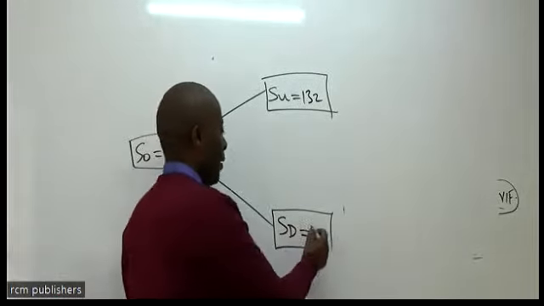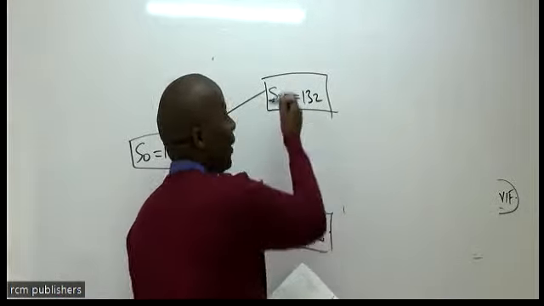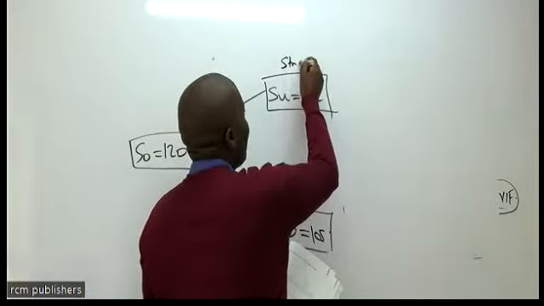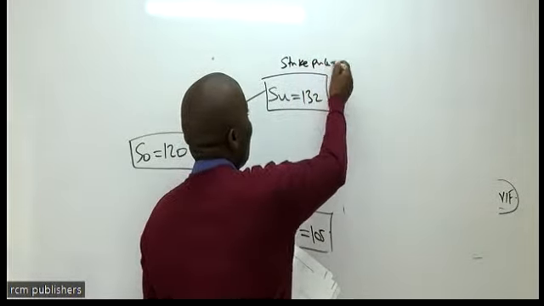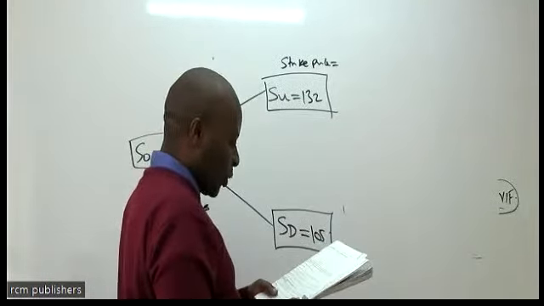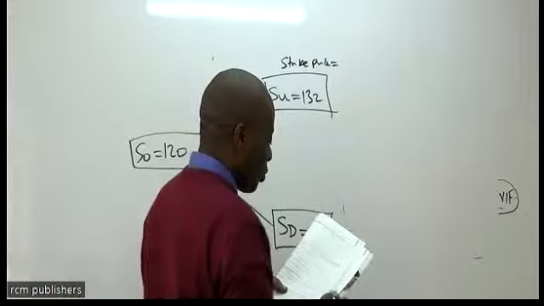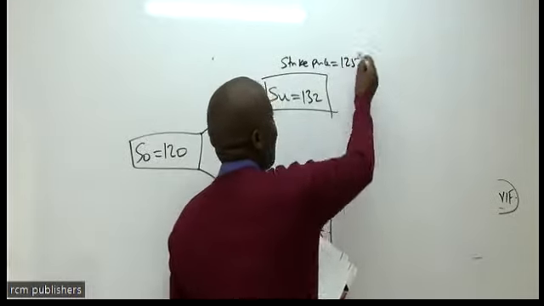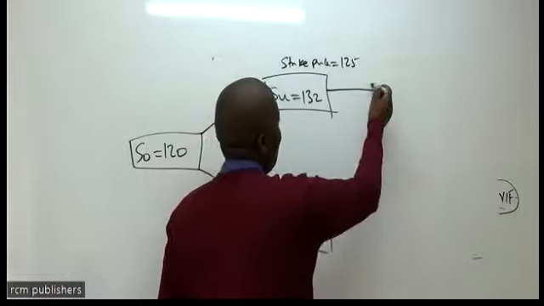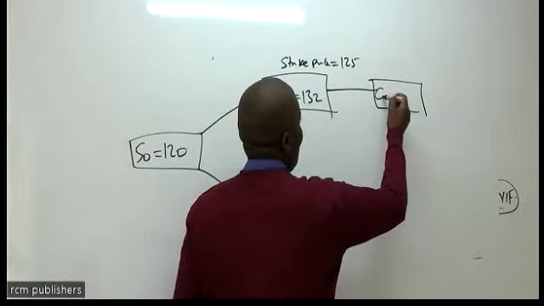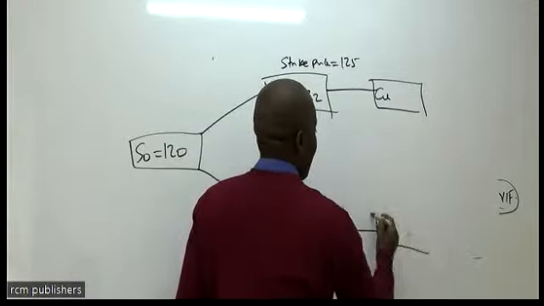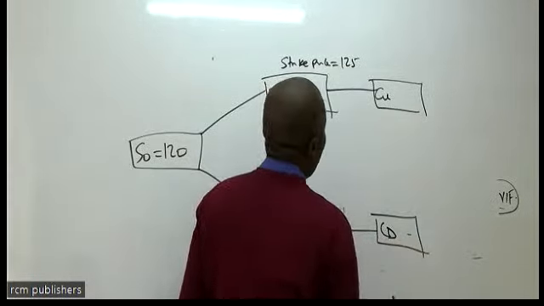It will be 105. And then they have given us the strike price. A strike price is used to get the profits of the options. They've given me a strike price or exit price of 125. So out of this, I should be able to pull my CU and my CD. Very important.